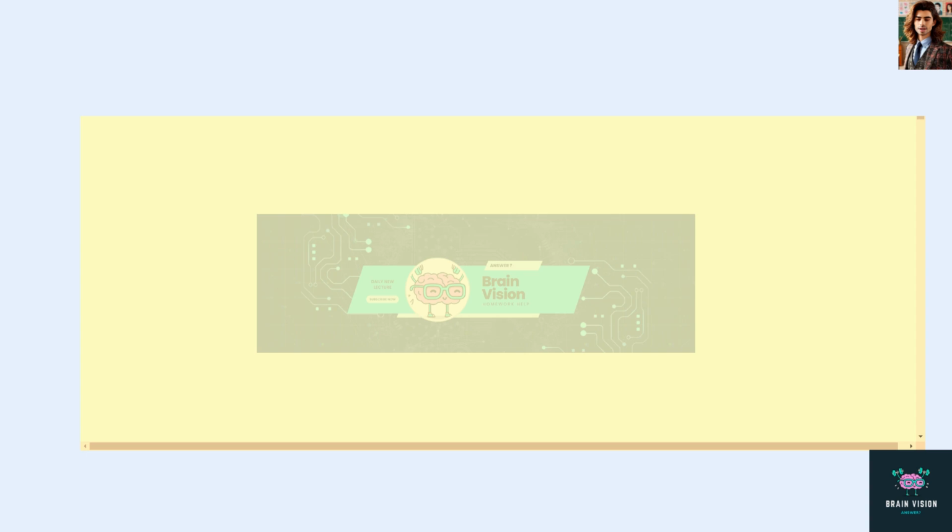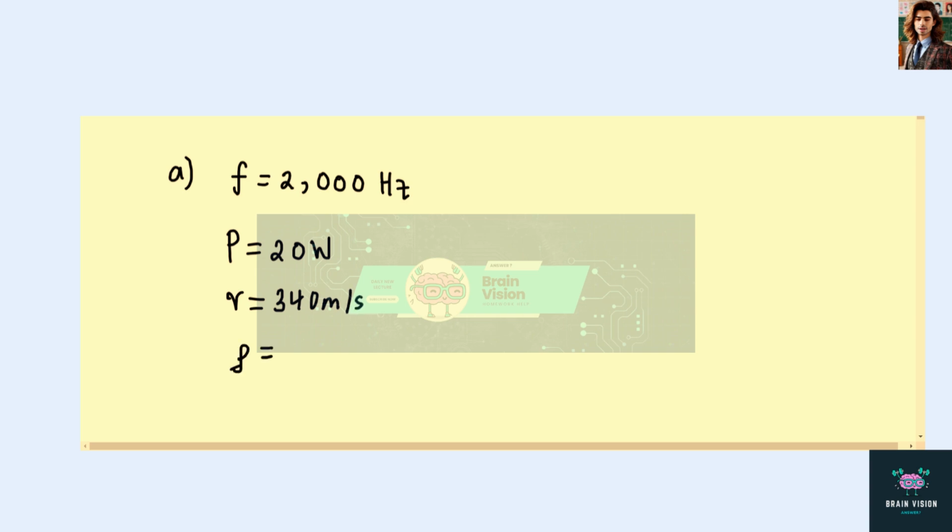So in part A, we're asked to find what is the intensity at a distance of 6 meters from the source. There are lots of givens in this question and lots of things to find, so we really want to focus on writing down our givens. We've got 2000 hertz or 2 kilohertz for the frequency. The power is 20 watts. The speed is 340 meters per second. And finally, we know the density as well. In the first part, we're told it's at a distance of 6 meters, and we would like to know what the intensity is.